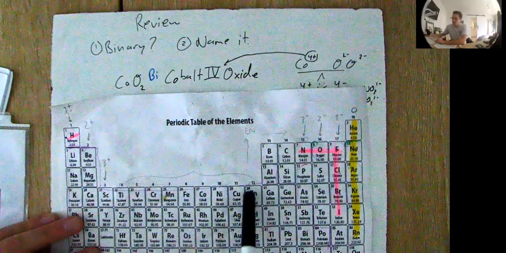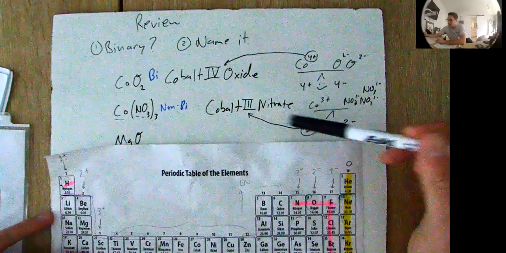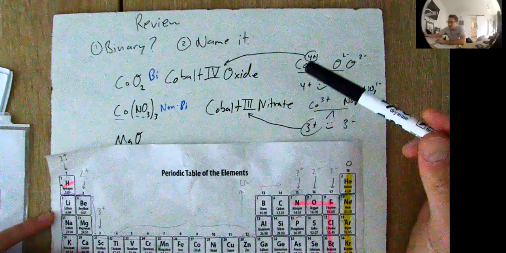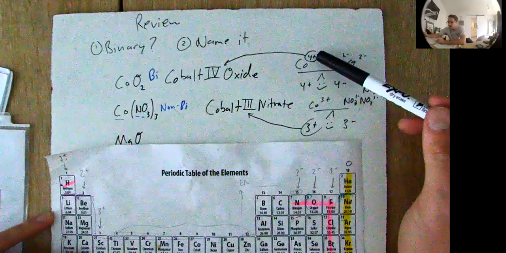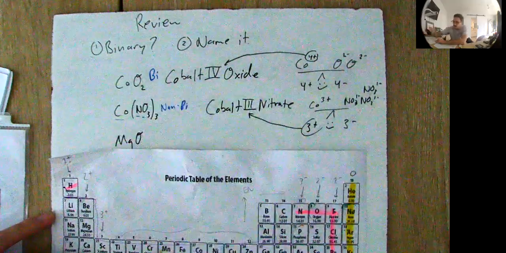They could have multiple charges, like I just showed you right here. The cobalt has a positive 3 when it's bonded to nitrate. The cobalt has a positive 4 when it's bonded to oxygen, or at least two oxygens.